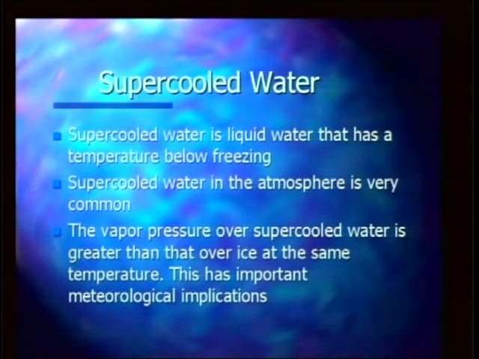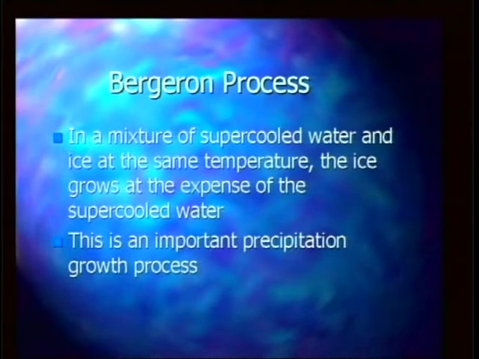Supercooled water. Supercooled water is liquid water that has a temperature below freezing. Supercooled water in the atmosphere is very common. The vapor pressure over supercooled water is greater than that over ice at the same temperature, and this has very important implications in meteorology. And the implication we'll go over with the Bergeron process. So if you have a mixture of supercooled water and ice at the same temperature, the ice grows at the expense of the supercooled water. This is an important precipitation growth mechanism.